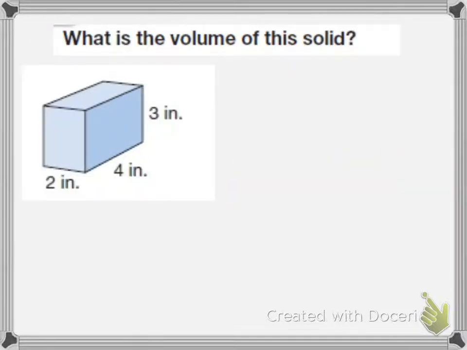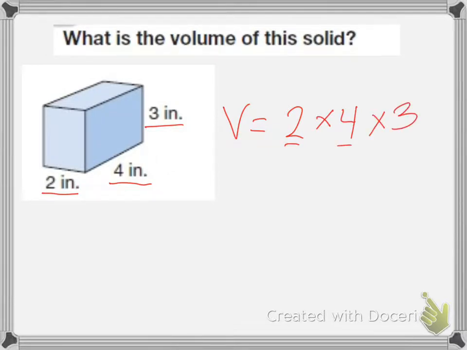For this solid, we're going to use the length times width times height again. So length is 2, width is 4, and height is 3. So the volume equals 2 times 4 times 3. Okay. 2 times 4 is 8, times 3 is 24 inches cubed. Or you can write out cubic inches. Either one's fine for your answer.